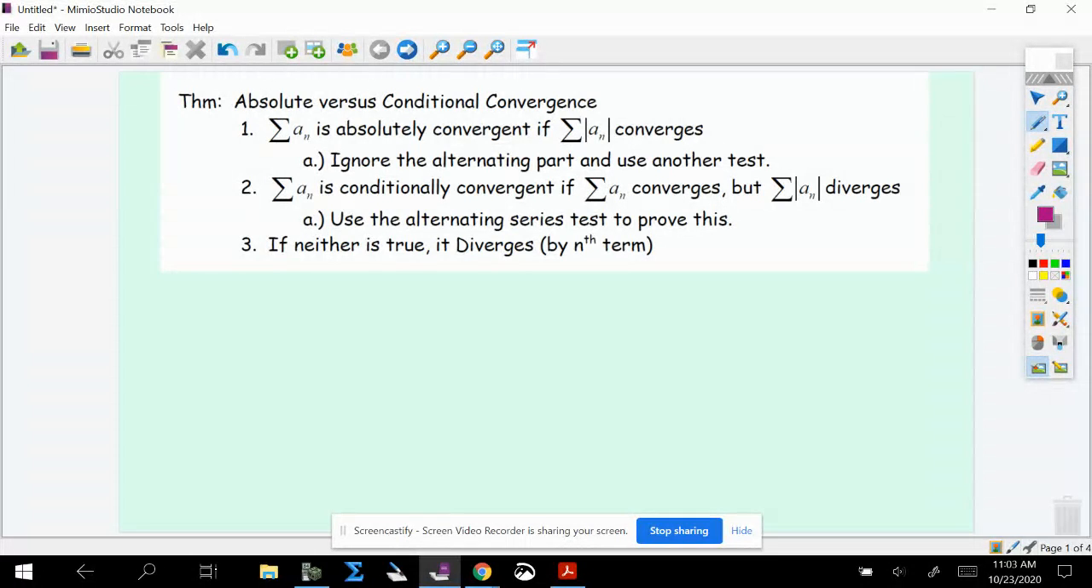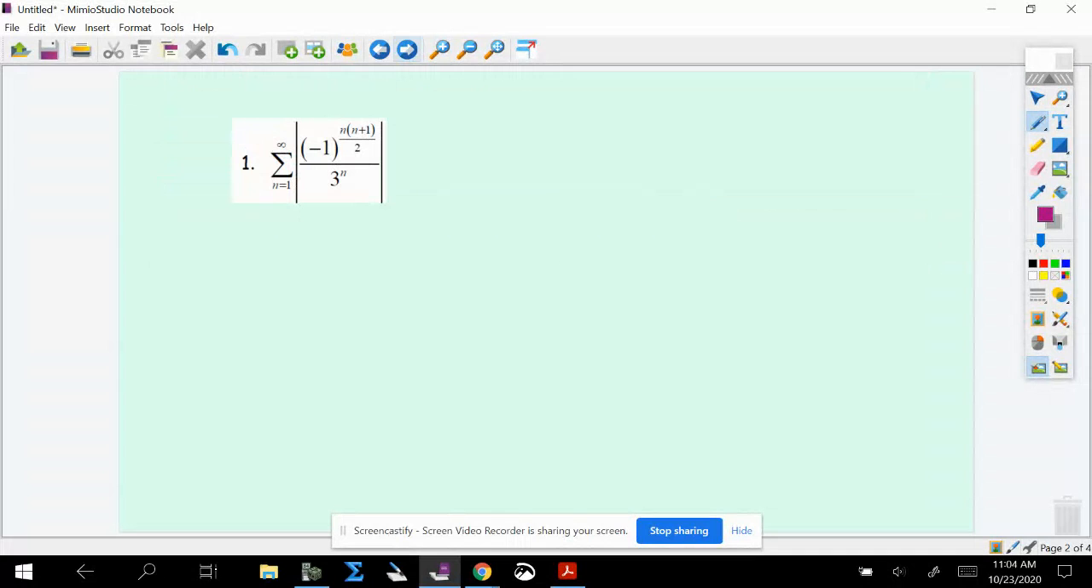So those are your 3-step process. So I want to show you one of each, one that works for the first, one that doesn't work for the first but works for the second, and one that you have to go all the way to the third. So here's the first one.